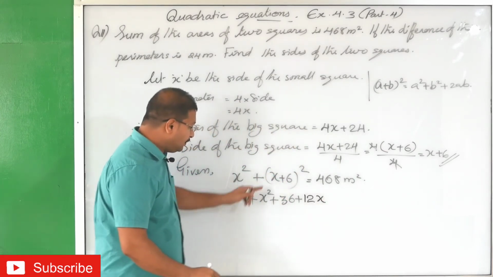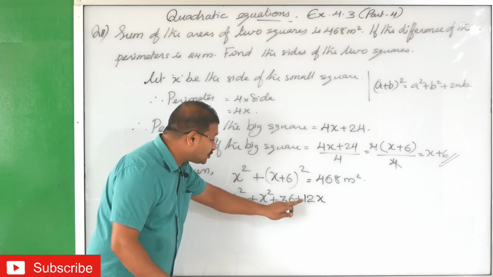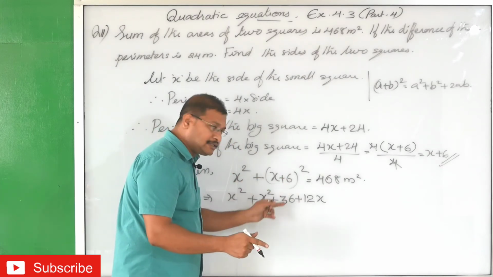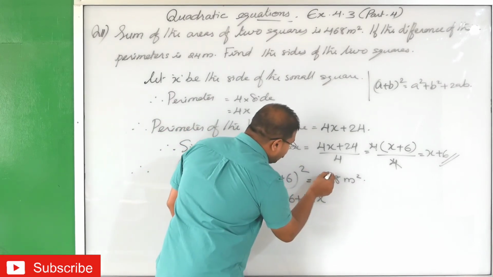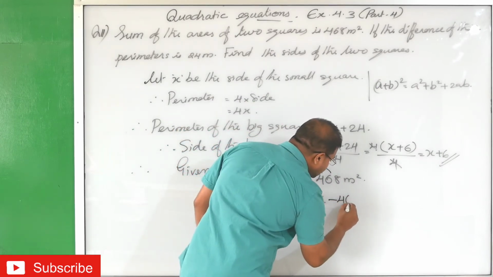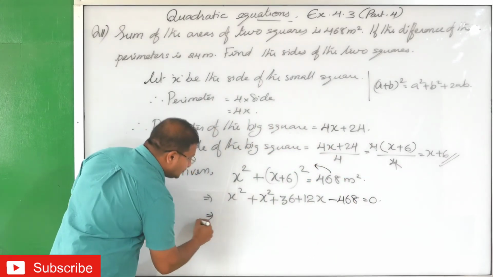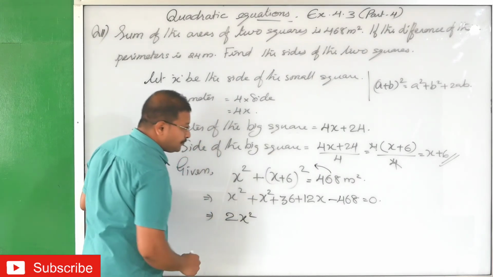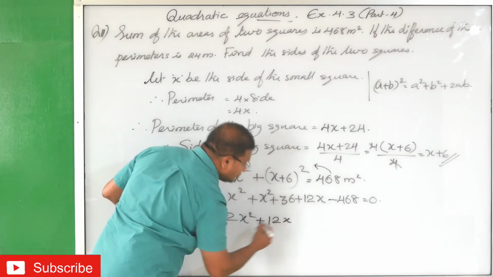See what I am doing? a square, that means x square, plus b square is 6 square, that is 36. Plus 2ab means 2 into x into 6. 2 into x is 2x, into 6, 2 sixes are 12x. This 468 will carry to the next side. It will be minus 468 equal to 0. Implies x square plus x square, 2x square. Now plus 12x will write afterwards, 12x. Now what will happen?